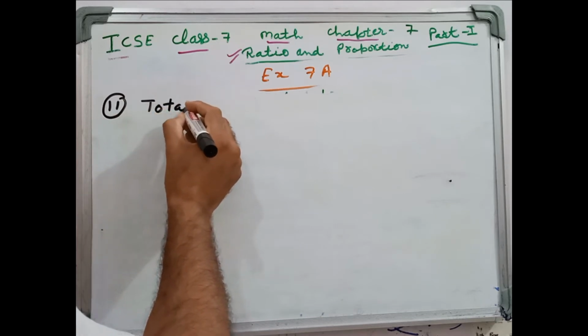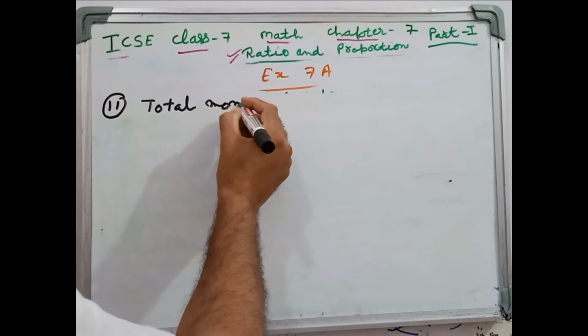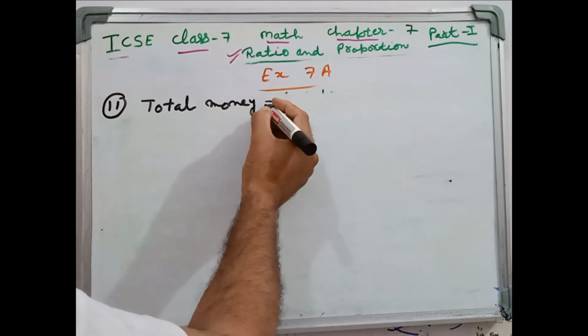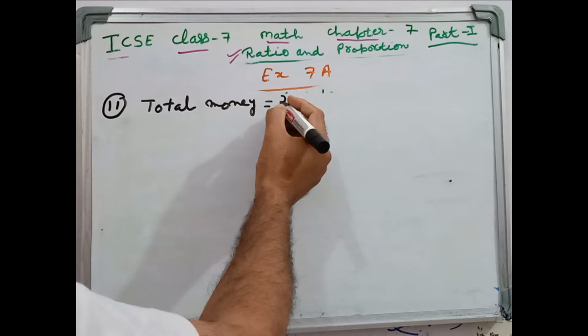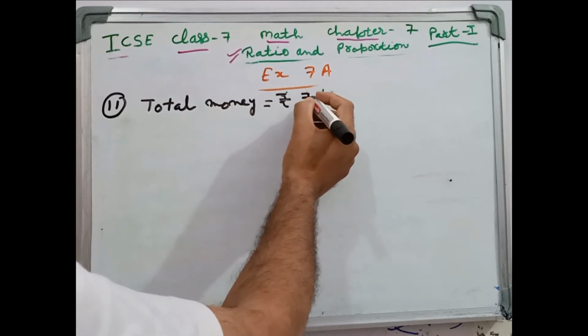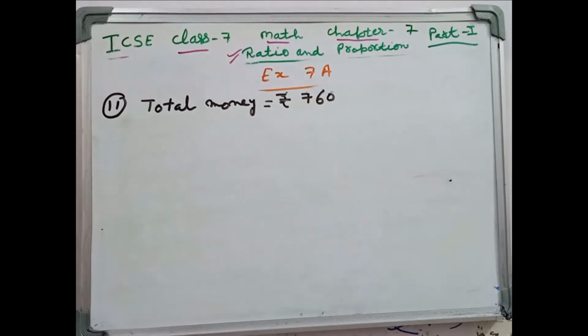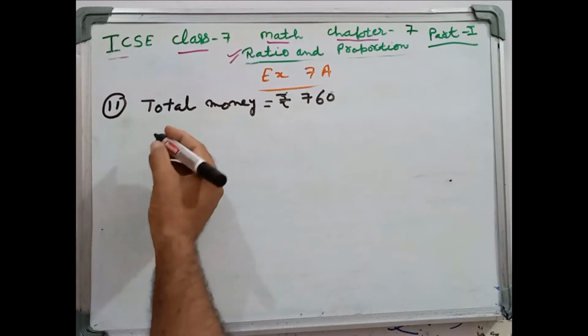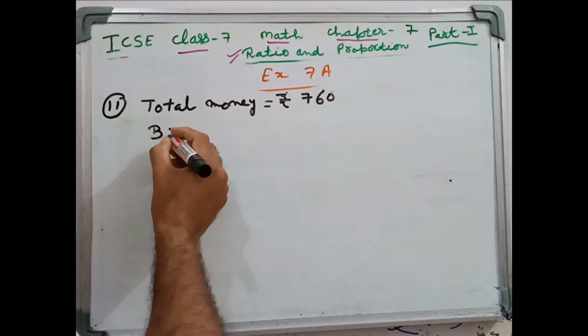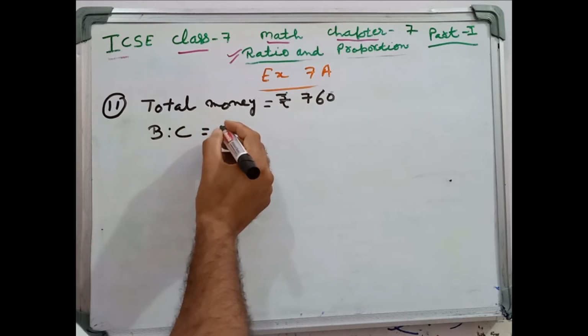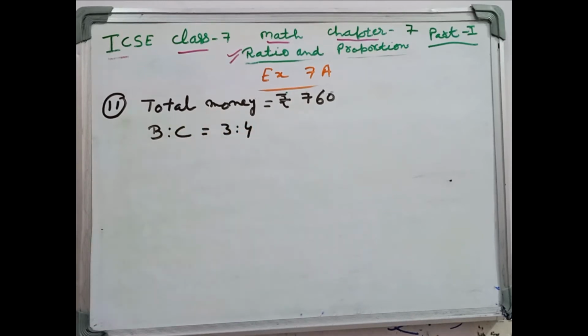Total money that has to be divided is rupees 760. Right? Now he has given the B to C ratio. B to C ratio is equal to 3:4. From here we will assume the shares of B and C. Right?